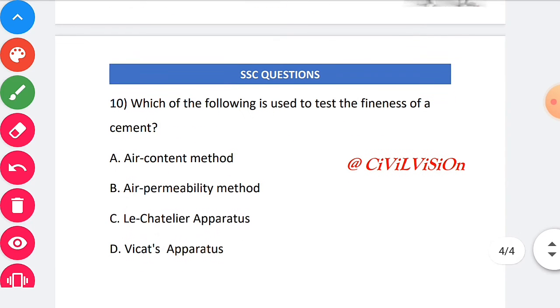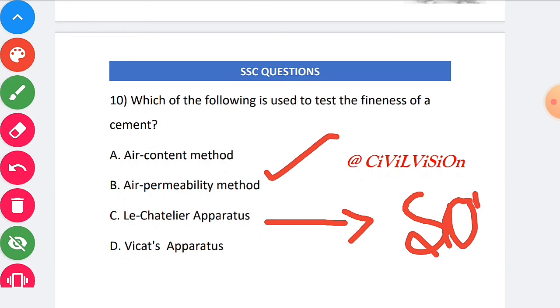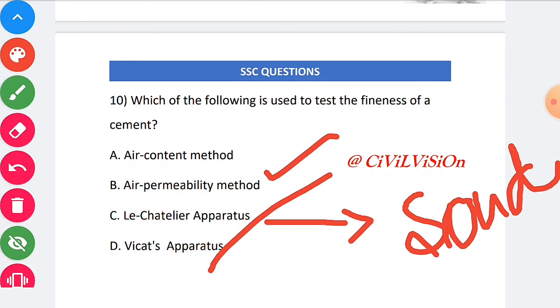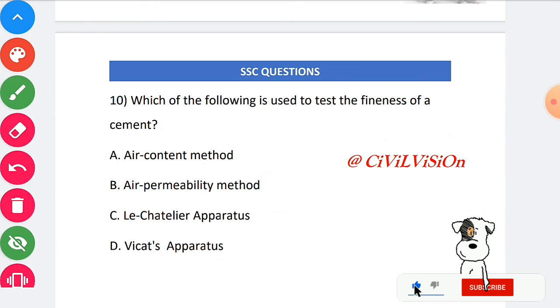10th one, which of the following is used to test the fineness of cement? Fineness of cement is tested by using air permeability method, whereas Le Chatelier apparatus is used for testing of soundness of cement, whereas Vicat apparatus is used for final and initial setting time of cement. Therefore, the correct answer for this question is option B, air permeability method.